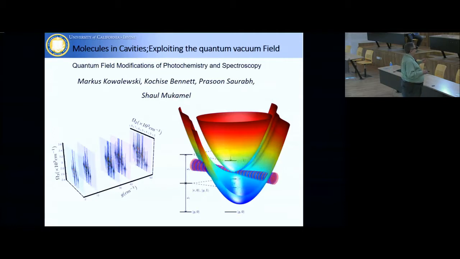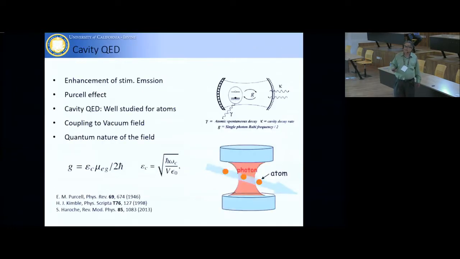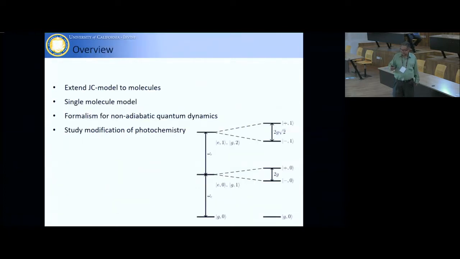This is more complicated than the models that we have been hearing here, because I have a molecule that undergoes a reaction. It's not simply atoms that undergo some vibrations. As you know, the coupling to the cavity goes like 1 over the square root of the volume. And then if you have n molecules, there will be a square root of n on top of it. And then you can get cooperativity.